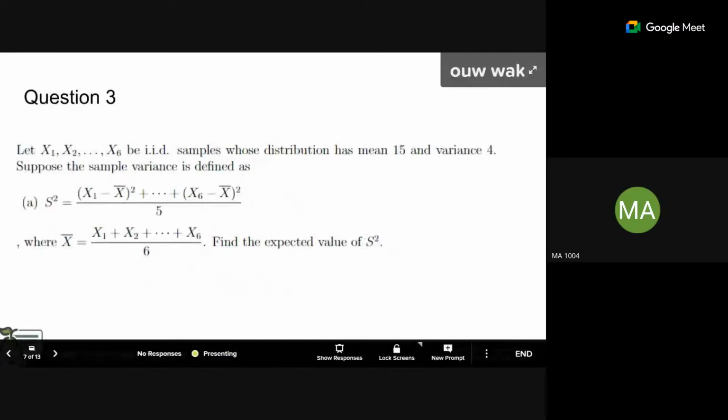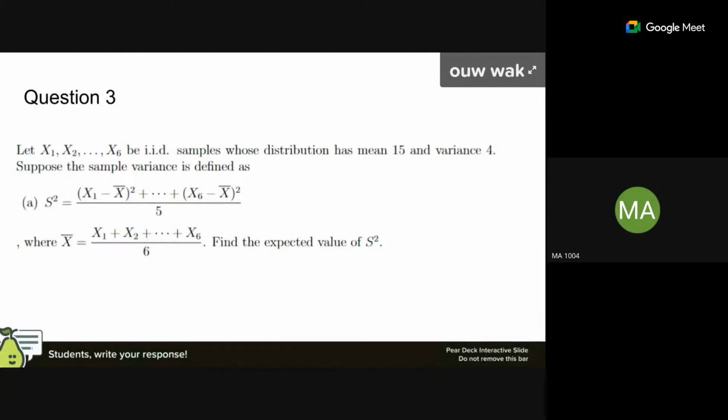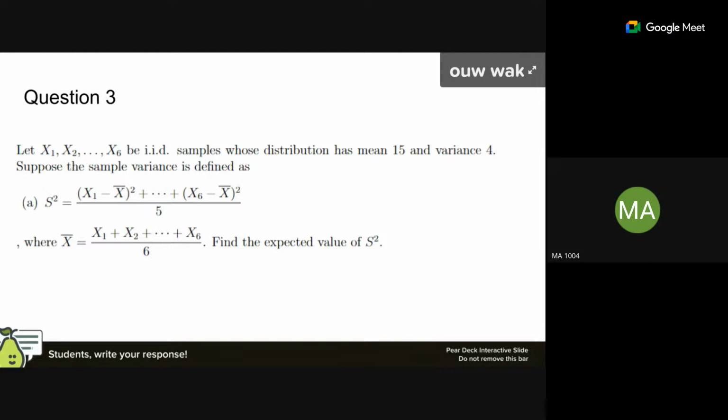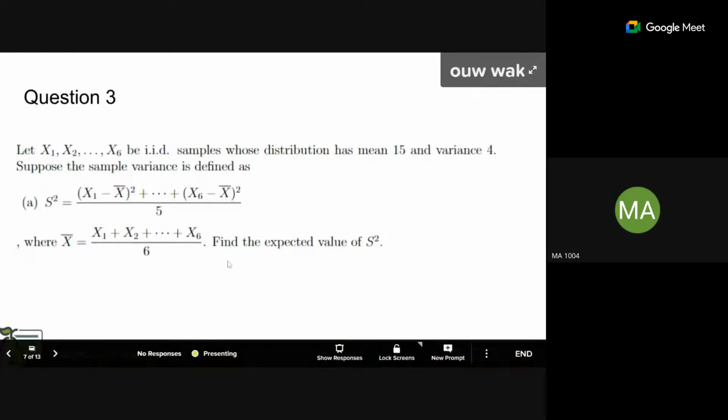So let's see the next question. They have given 6 random variables x1 to x6, the IID samples whose distribution has mean 15 and variance 4. Suppose the sample variance is given by this particular format that you are very well known with, right? This is nothing but the summation of xi minus x bar the whole square divided by n minus 1, where your x bar is the standard mean average, right? Then find the expected value of s square.